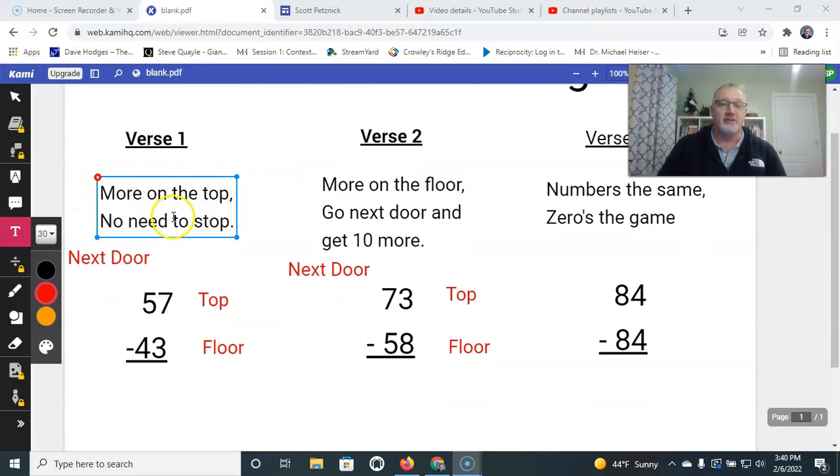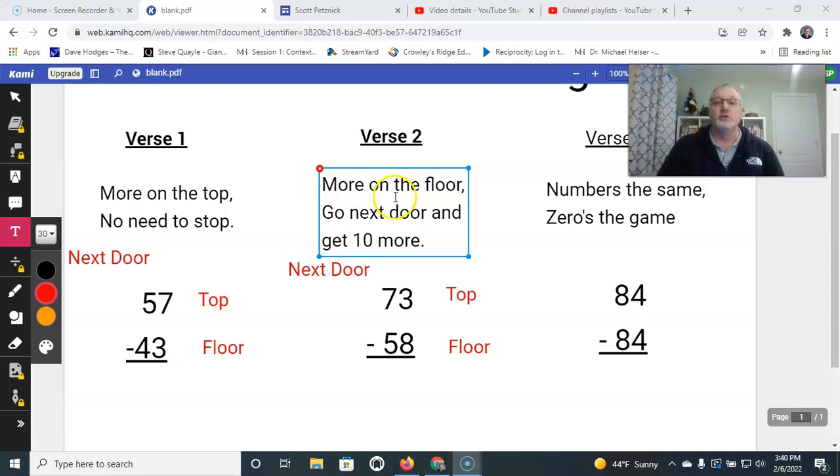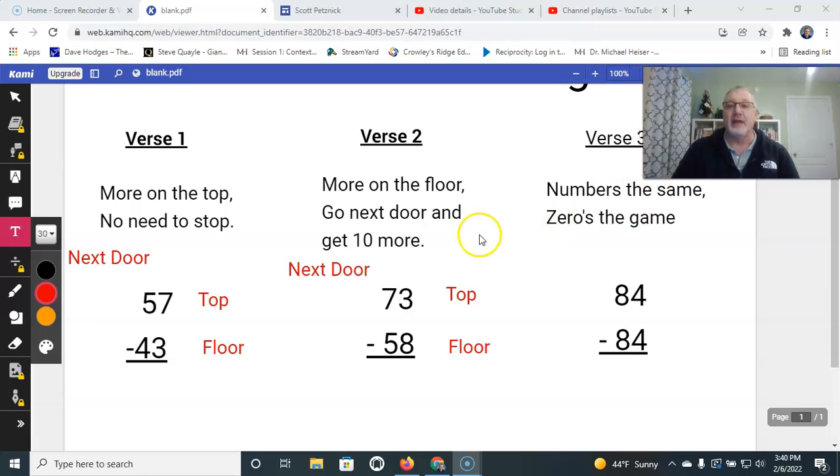Verse 1 is more on the top, no need to stop. Verse 2 is more on the floor, go next door and get 10 more. Verse 3 is numbers the same, zeros the game, okay?